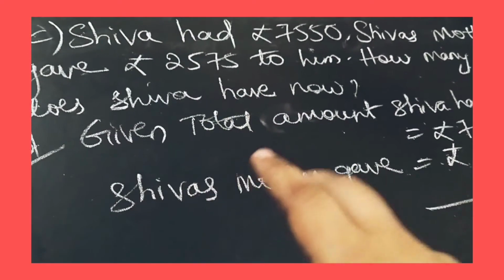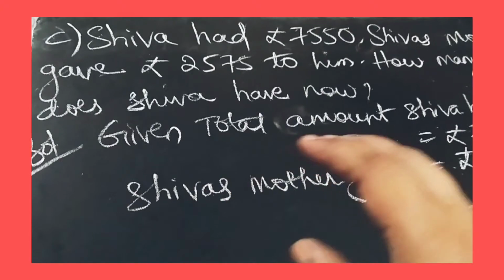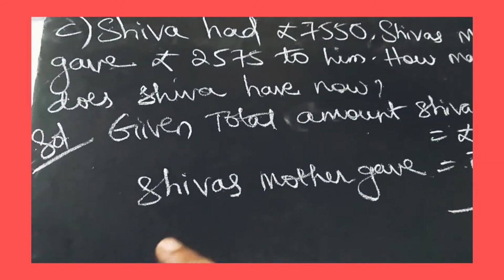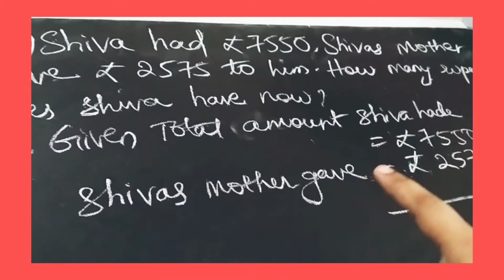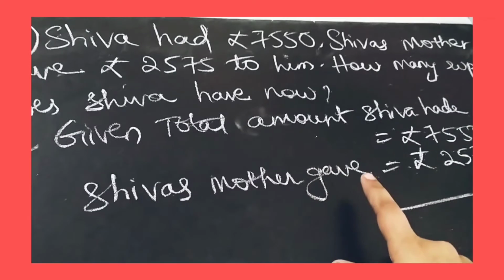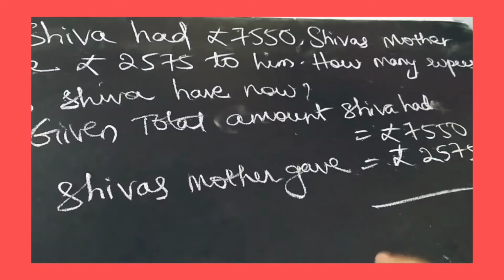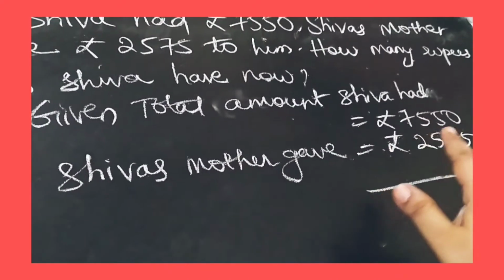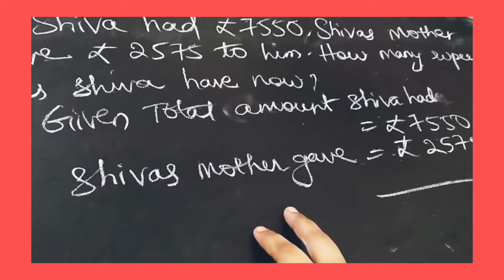Shiva's mother gave him rupees 2,575. How many rupees does Shiva have now? Okay, so first you have to write the given total amount. Total amount Shiva had, how much amount? It is rupees 7,550.